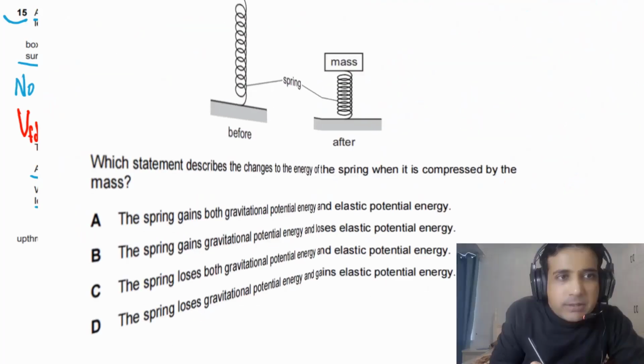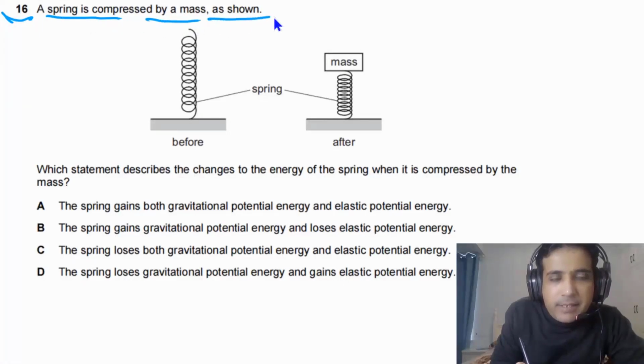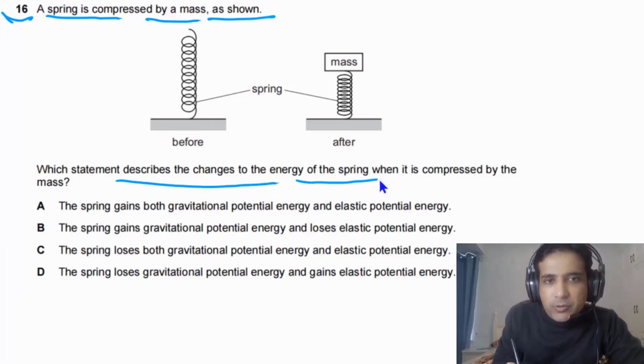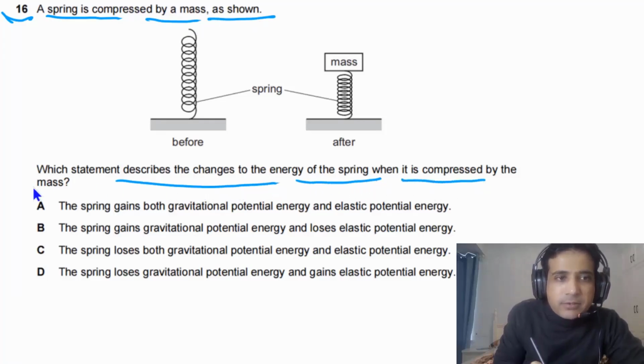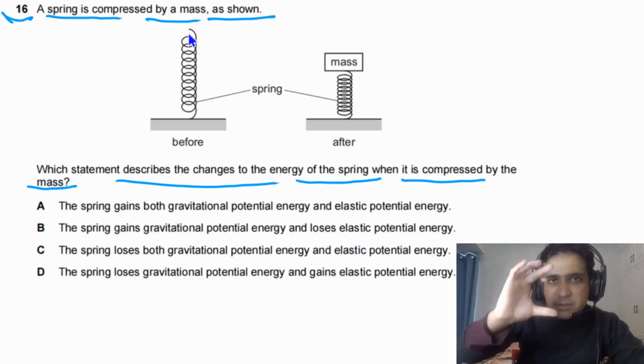Very nice question. For question number 16, it is given that a spring is compressed by a mass as shown in the figure. Which statement describes the changes to the energy of the spring when it is compressed by the mass? Now, first thing we need to understand, in this case, when this spring is compressed, its gravitational potential energy will decrease because its center of mass will go down.